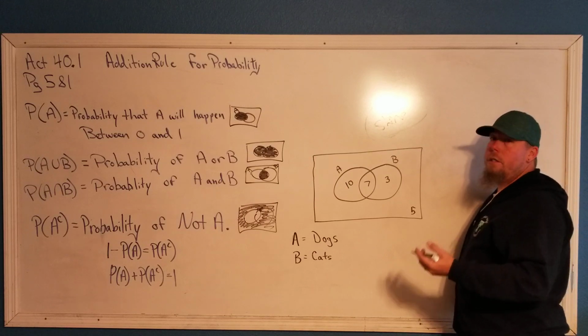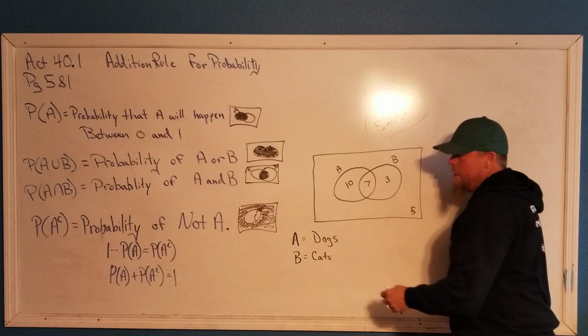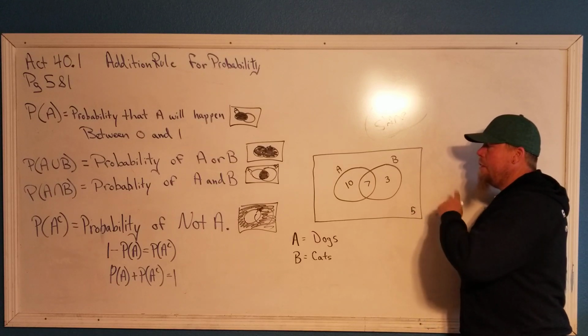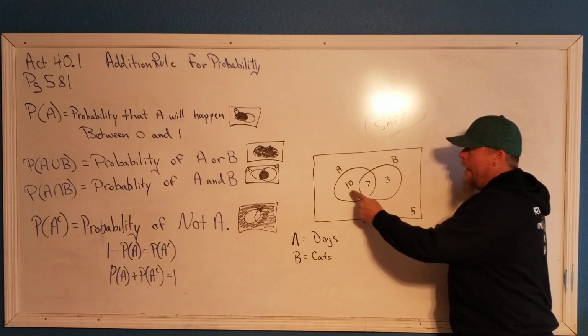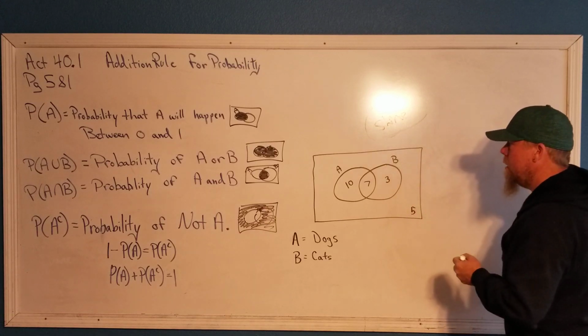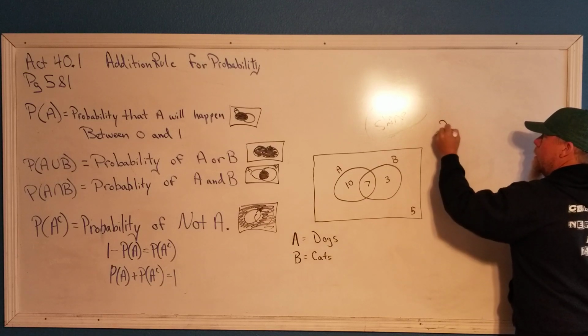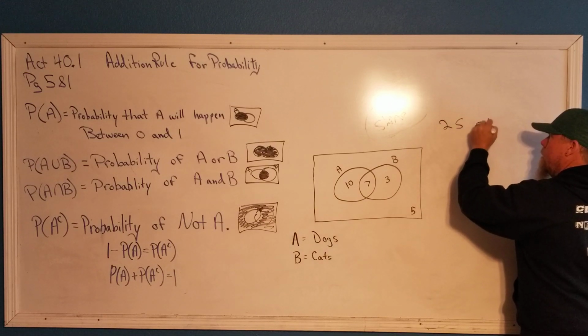First, if we're talking students, this is the number of students in a particular class that own dogs, and the number of students that own cats. How many students are in the class? Well, you would have to add up all of these values. Just as a reminder, you did that in the last section. So 10 plus 7 is 17, plus 3 is 20, plus 5, so there are 25 students.